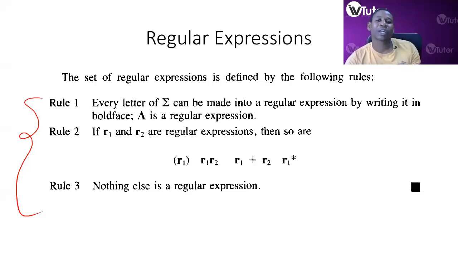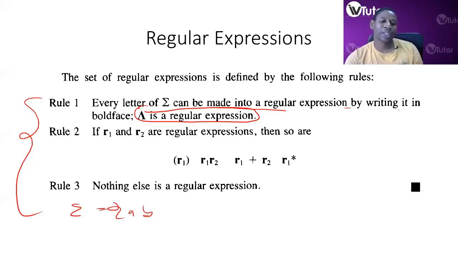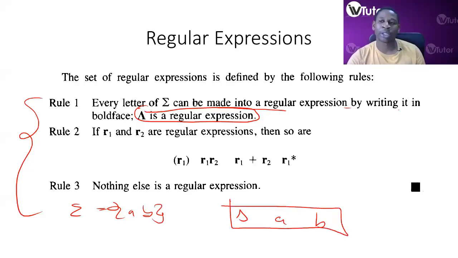Right. Every letter of the alphabet can be made into a regular expression by writing it in boldface. So firstly, we say all the letters of the input alphabet are themselves regular expressions. Lambda is also a regular expression. So if you are given the alphabet a, b, the first regular expressions that you have are lambda, a, and b. So these are the three regular expressions that you have at bare minimum.